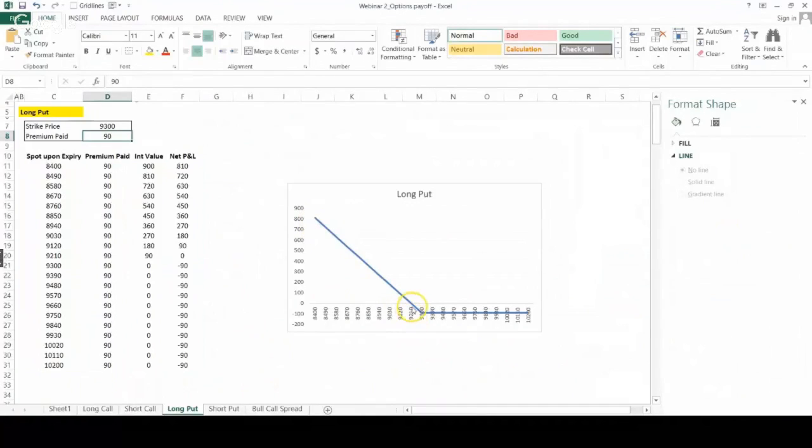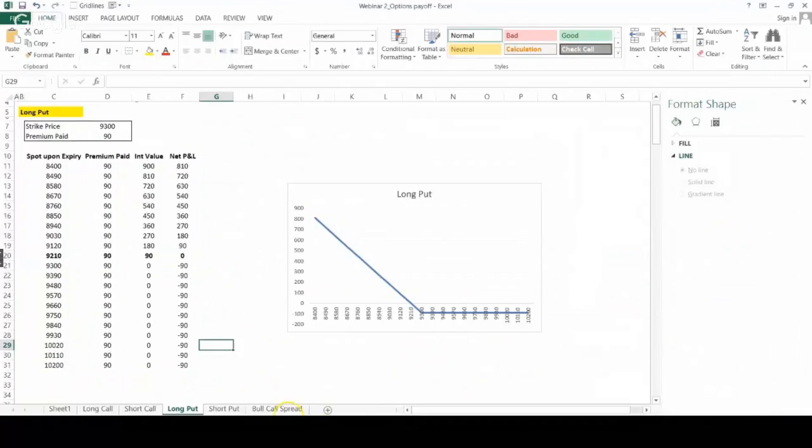At a certain point here, as you can see, Excel is pointing out that the point is 9,210. At that point, I will break even. Break even means that I neither make money nor lose money. So at 9,210, I break even on the option.